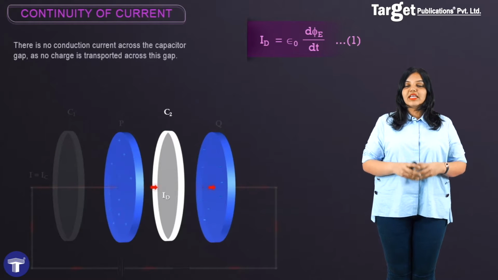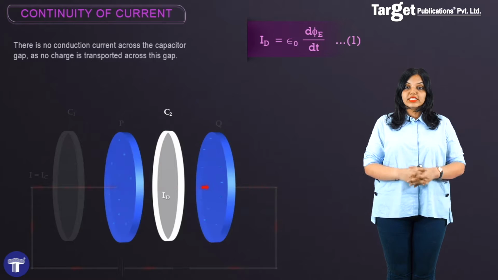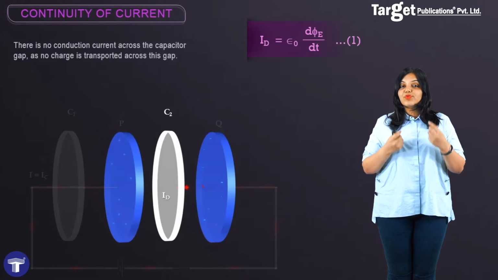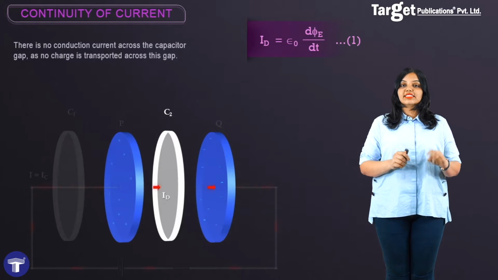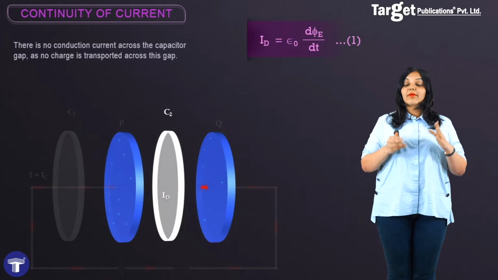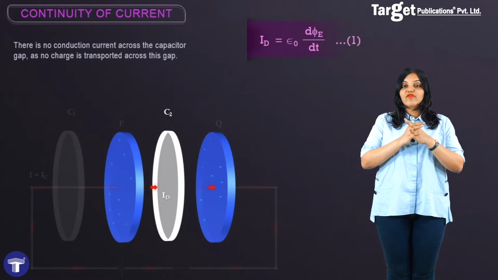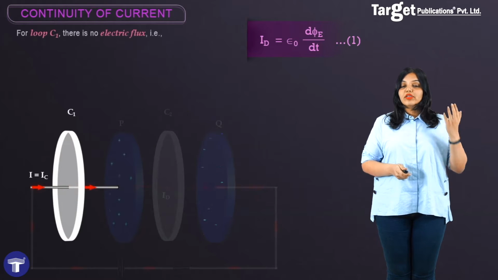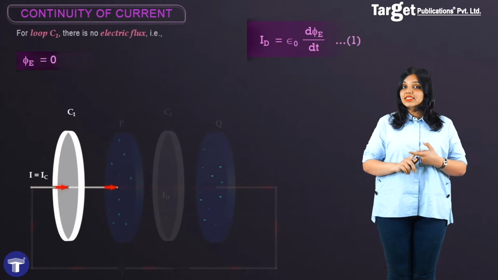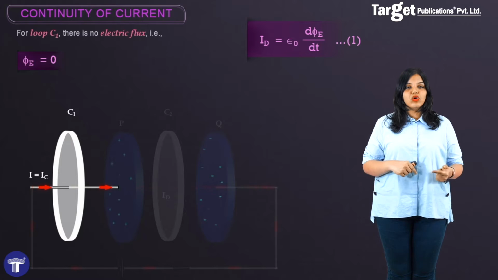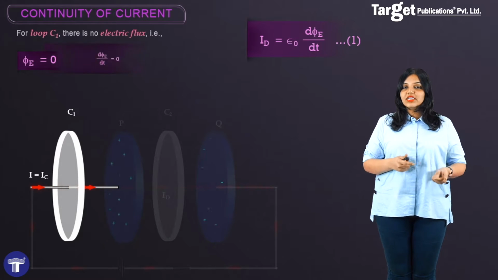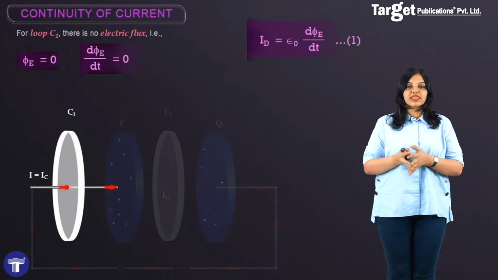For the inner loop, that is C2, we can see that there is no conduction current, but there is a displacement current. Like I said, there is no conduction current between the plates of the capacitor, and hence no IC exists for the loop C2. For the loop C1, on the other hand, there is a conduction current, but there is no change in flux. And because there is no change in flux, there is no displacement current.